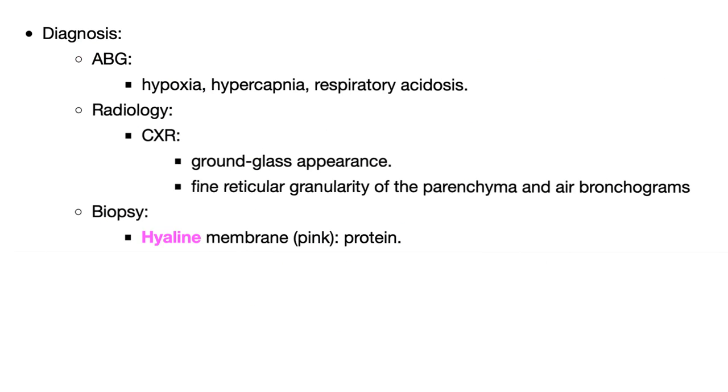How to diagnose neonatal RDS? ABG. Why? Because there is hypoxia, there is hypercapnia, there is respiratory acidosis. In respiratory acidosis, pH is low. That's the definition of acidosis. In respiratory acidosis, PCO2 is high. That's the definition of respiratory acidosis.